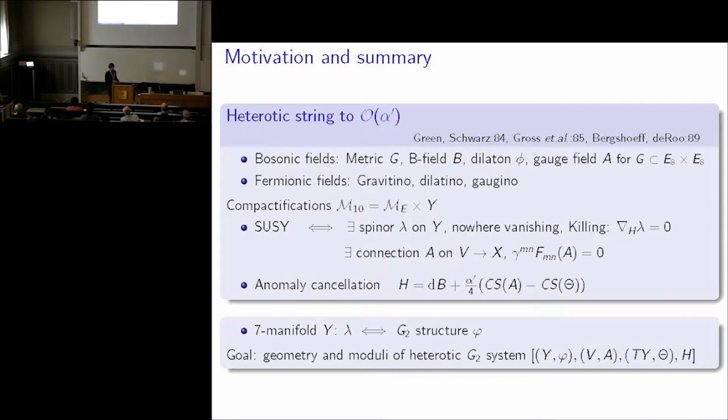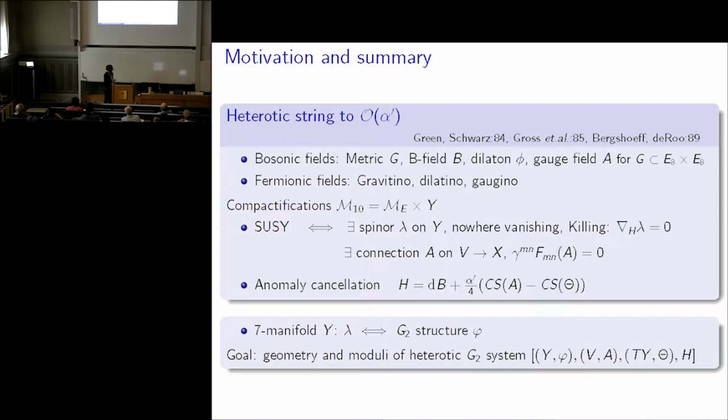So let me set the scene. We work with the heterotic string, which to first order in the alpha prime expansion is described by the following objects. There are a set of bosonic fields, which will be important in this talk. There's a metric g, there is a B field, a 2-form, a dilaton, phi, and there is a gauge field, which has a gauge group in E8 times E8.